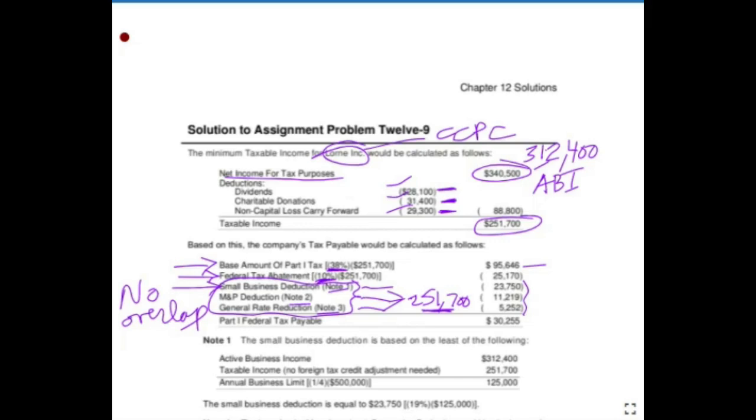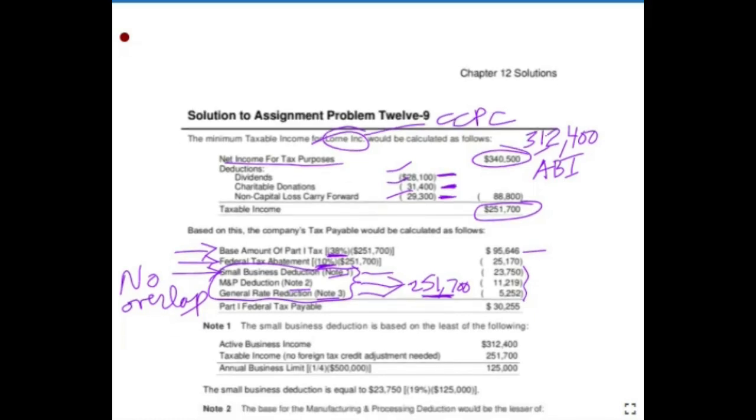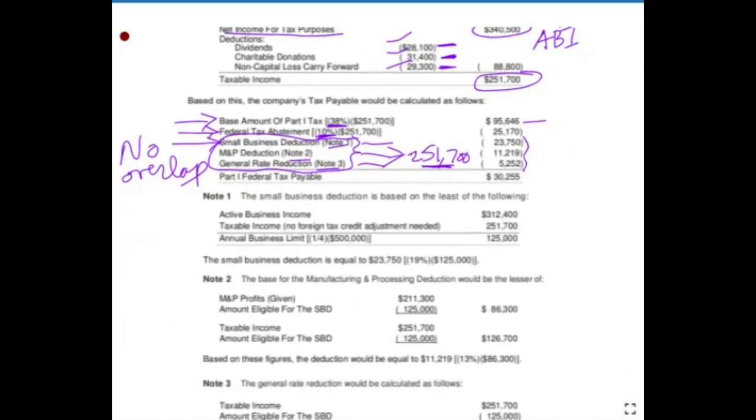So make sure that you don't forget how much belongs to M&P, how much belongs to general rate, how much belongs to small business deduction. So that's my spiel on that. But let's keep going with how do we calculate those pieces. So this is where we get a little bit of a trick to the question, right? A little bit more detail.